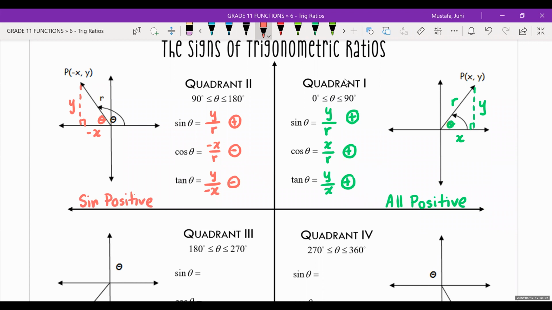Okay, go ahead and figure out the signs for quadrant 3 and quadrant 4. I'll do them up here and we'll see if we get the same answer.